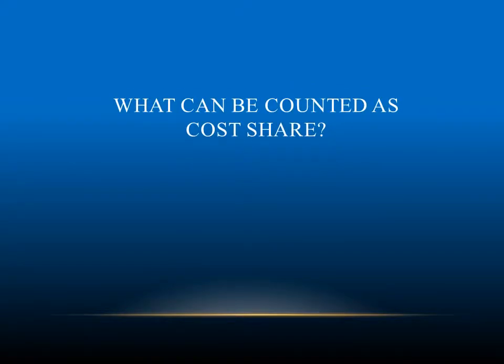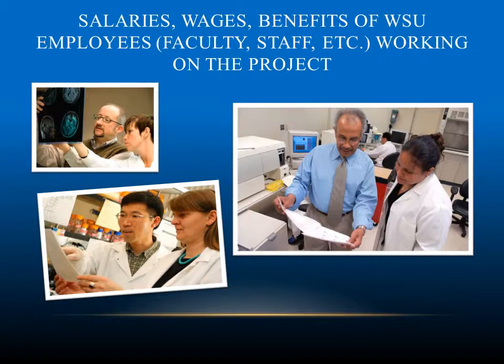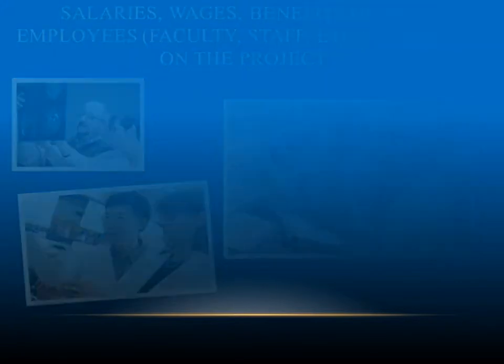So you may be asking yourself, what can be counted as cost share? Well, you can use things like salaries, wages, and benefits of WSU employees working on the project. The PI or project employee may contribute a portion of their annual salary, along with the benefits and wages, as voluntary cost share. Don't forget the F&A is included as well, but I'll talk more about that later.